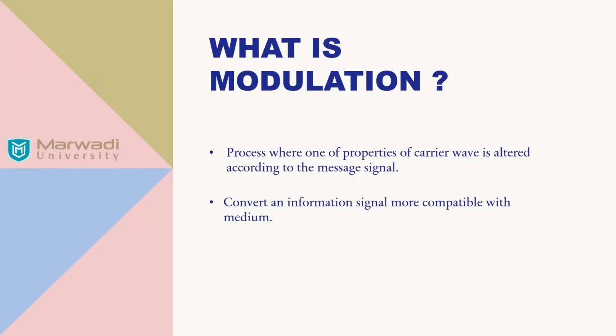First, what is modulation? Modulation is a process where one property of a carrier wave, like frequency, phase or amplitude, changes according to the message signal. We can say that it converts a message signal to be more compatible with the medium.